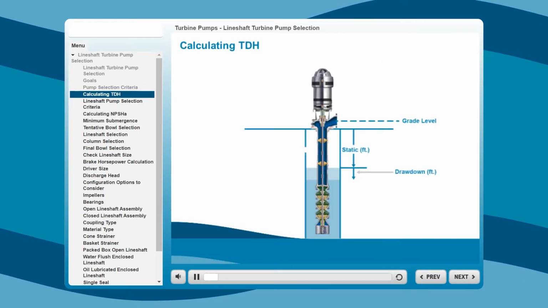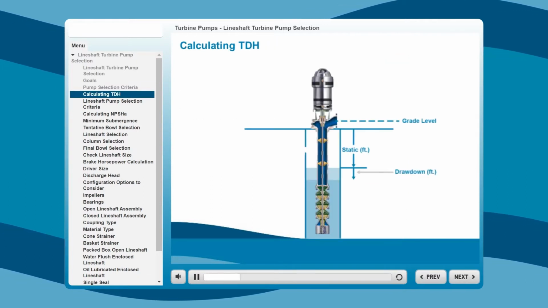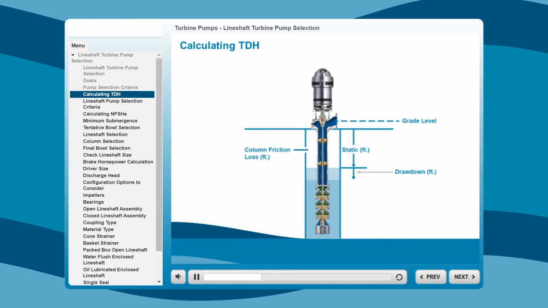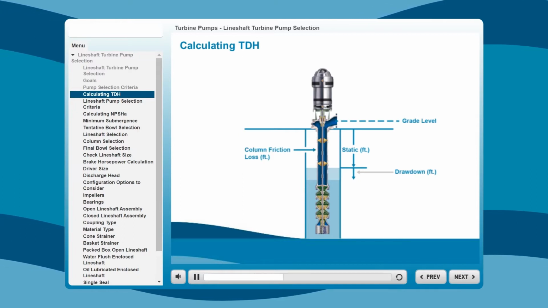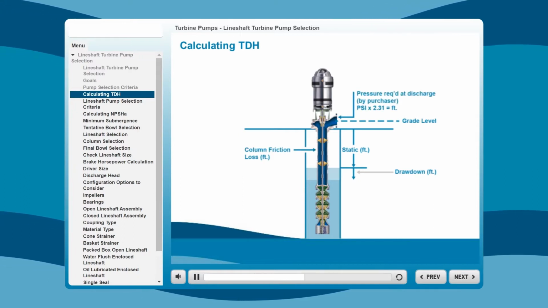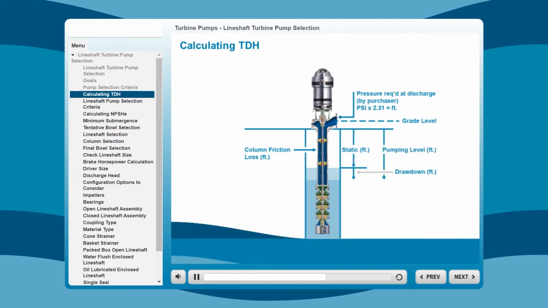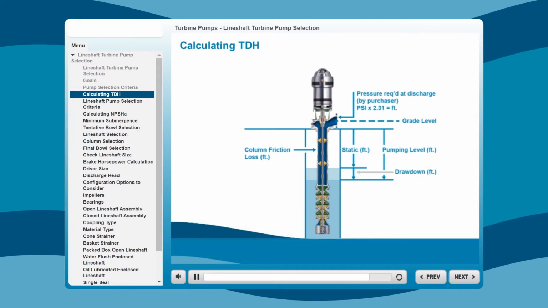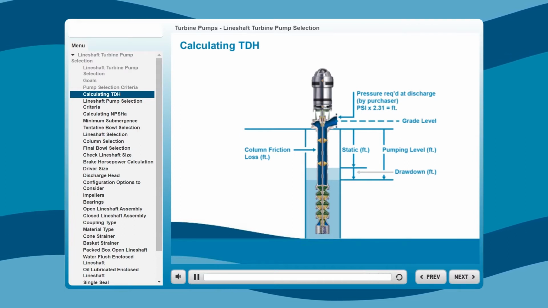Total dynamic head, or TDH, is calculated by adding the column friction loss and field pumping head, which is calculated by adding the discharge pressure and the pumping level. The pumping level is the distance from ground level down to the water while the pump is in operation.